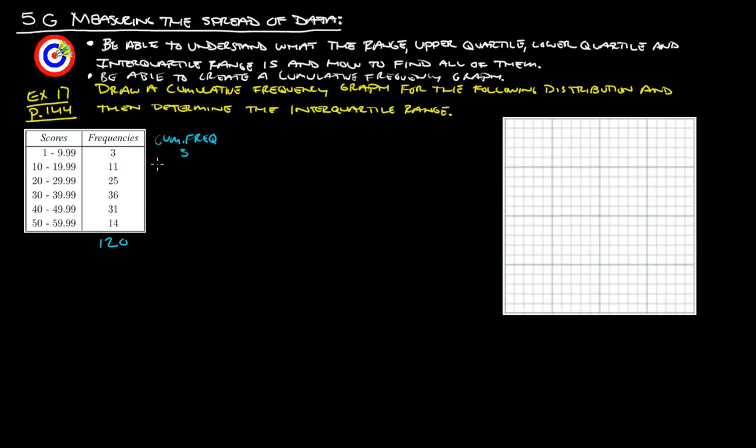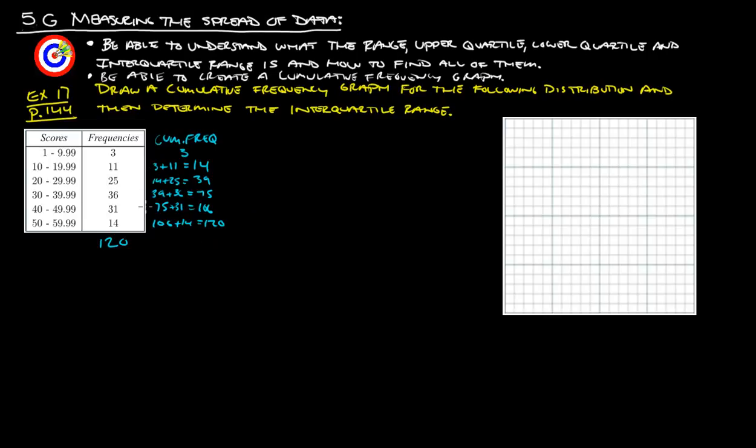You only have 3. So the cumulative frequency for this next one is 3 and 11, which is 14. And then this next one, we would take what we just already have as our 14 plus 25, which gives us 39. And 39 plus the next one, which is 36, gives us 75. 75 plus 31 gives us 106, and then 106 plus 14 gives us 120. And that's kind of a nice little double check that we did our math right here, because these numbers match.